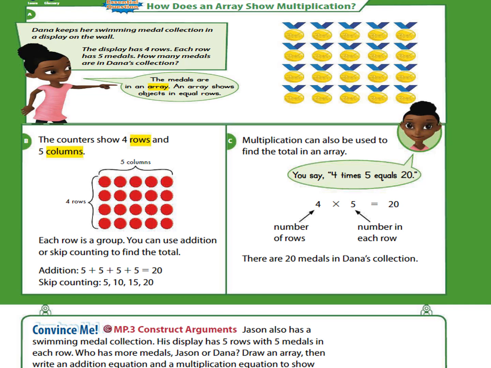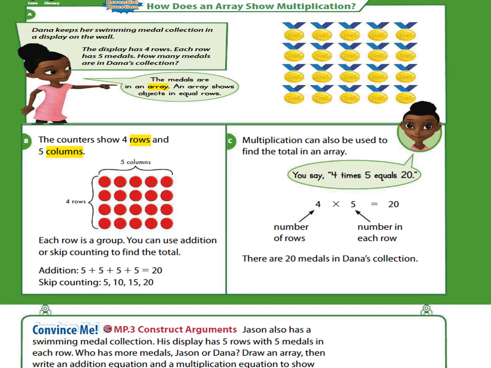Now look at the question down here. Jason also has a swimming medal collection. His display has 5 rows with 5 medals in each row. Who has more medals, Jason or Dana? Draw an array and write an addition equation and a multiplication equation to show.